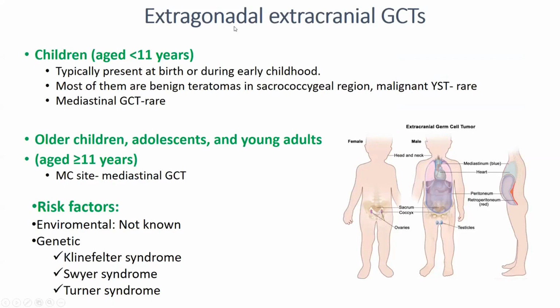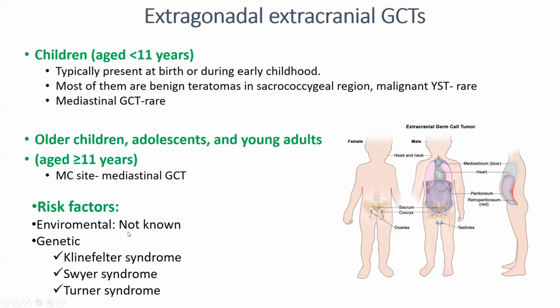Now coming to extragonadal extracranial sites. In children less than 11 years, they can present at the time of birth or during early childhood, and the most common site is the sacrococcygeal region. Benign teratoma is most common. Malignant yolk sac tumor is rare, and malignant mediastinal germ cell tumors are very rare in children less than 11 years. But in those more than 11 years, mediastinal germ cell tumors are common.